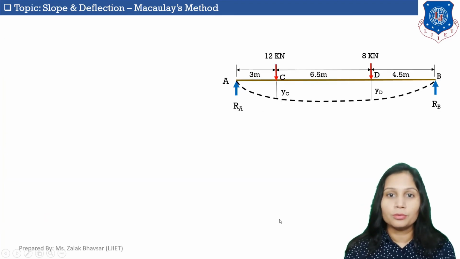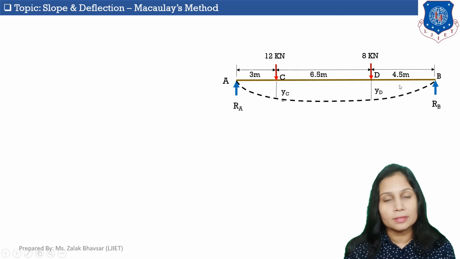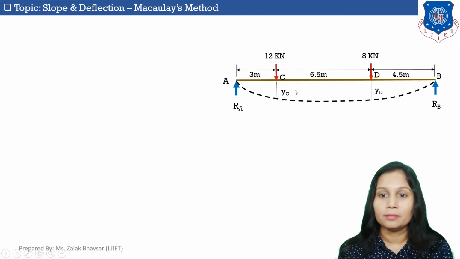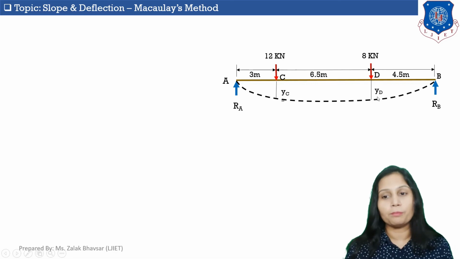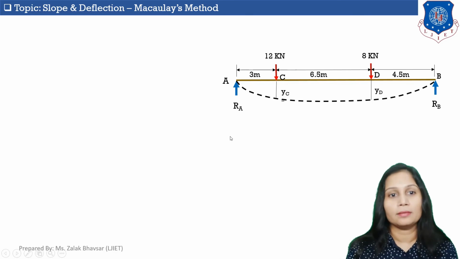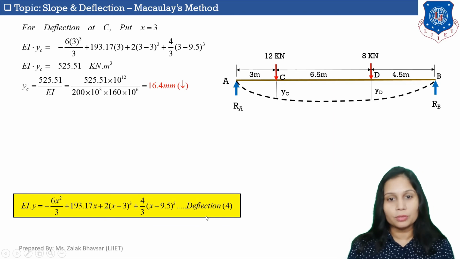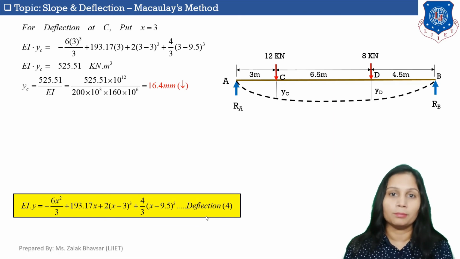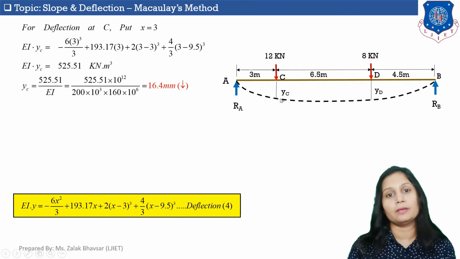So now let's move to step number 5. So here, because of this load and the support condition, the beam will be deflected like this, and we need to calculate YC, which is deflection at point C, and YD, which is deflection at point D of this beam. So let's calculate deflection at C. For calculating deflection at C, we need to use this deflection equation number 4. Okay, and we need to put value of x in this deflection equation, so we will get deflection YC.